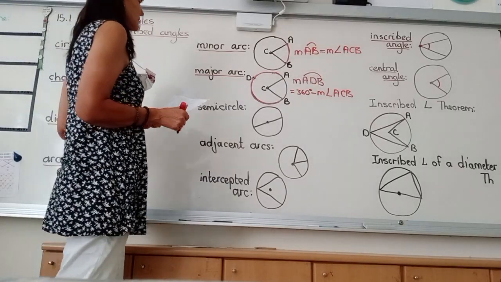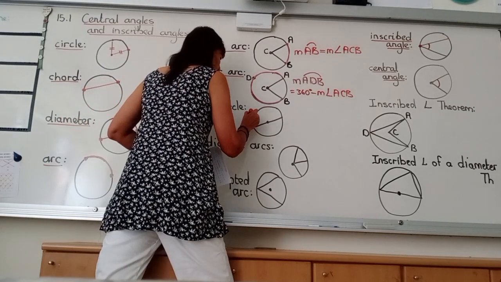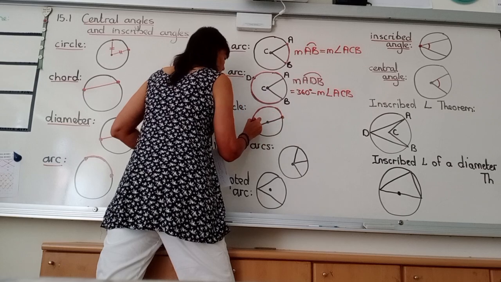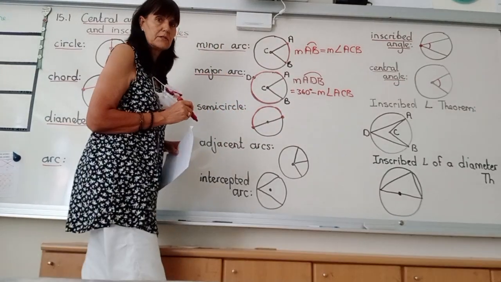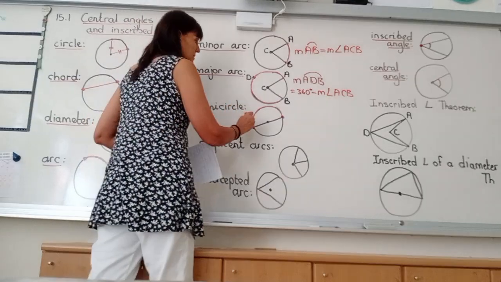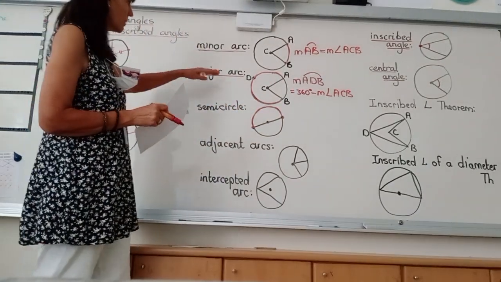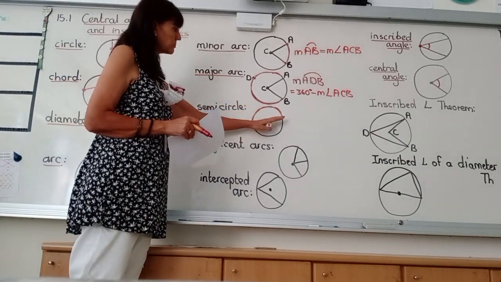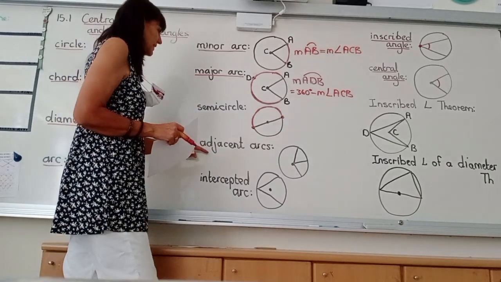A semicircle, it is a special arc, part of a circle. The endpoints must be on the diameter of the circle. Then it is a semicircle. So it's also an arc, but we have given it a special name. It must be half of the circle because it's lying on the diameter.